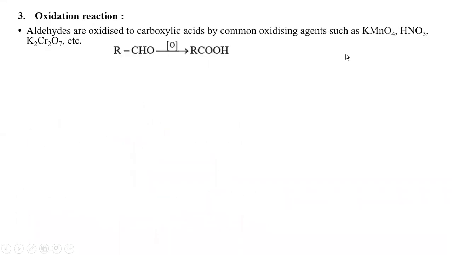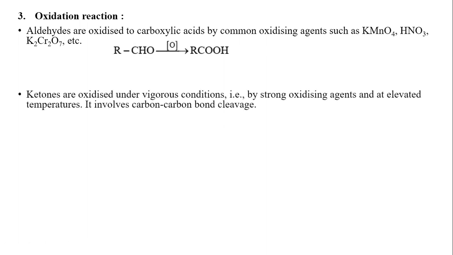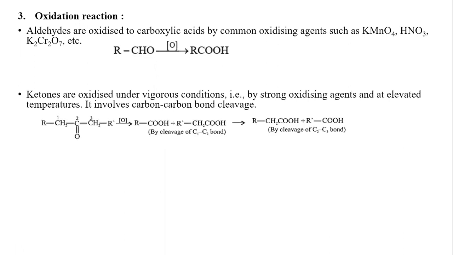Oxidation reactions. We know that when we oxidize aldehydes in the presence of oxidizing agents like KMnO4, nitric acid, or K2Cr2O7, it gives acid. Similarly, when we oxidize ketones in the presence of a strong oxidizing agent, it gives the respective acid, and the acid contains fewer carbons than the ketone which is oxidized.